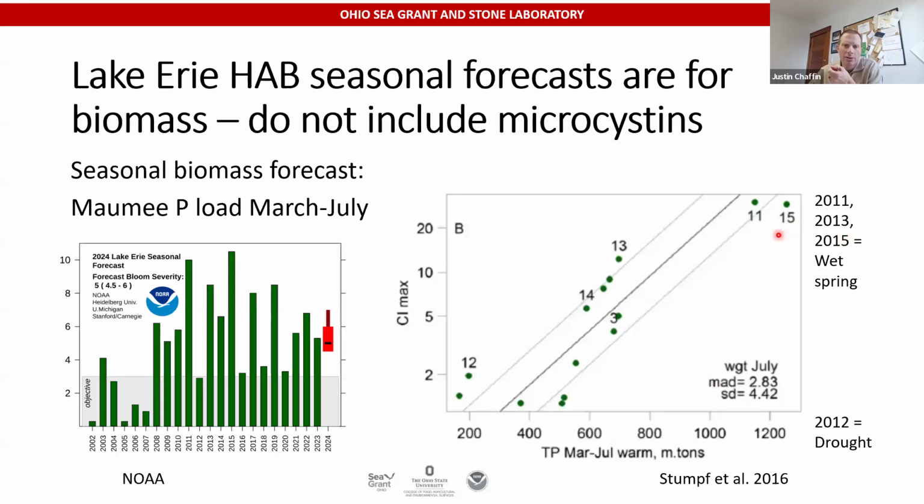In this graph, although it's somewhat outdated, it still holds. 2011, 2015, and 2013, these were very wet springs. We had a lot of phosphorus load, large bloom. 2012 was a drought. Drought, very little phosphorus load, smaller bloom. So we can use this information to forecast biomass, but not toxins.